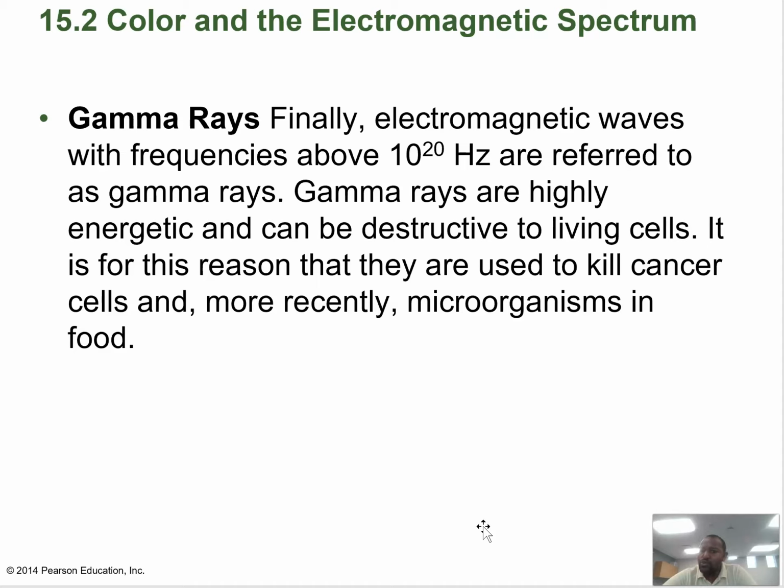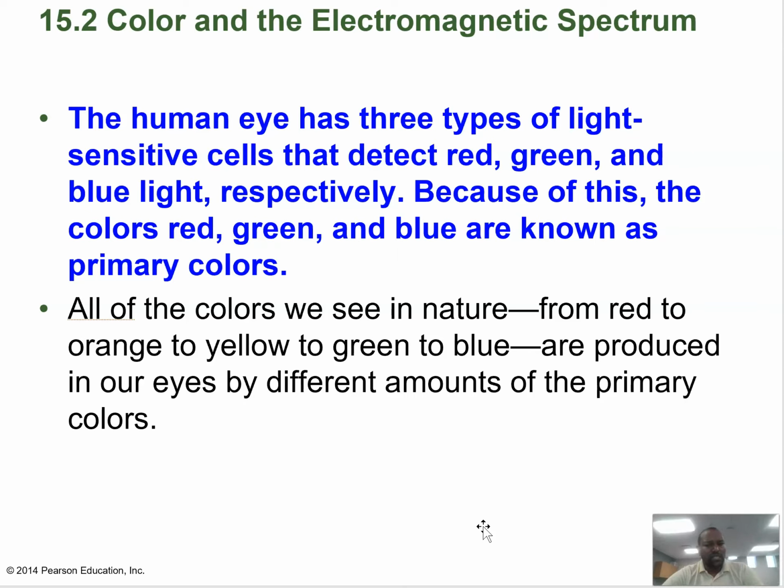Human eyes have three types of light-sensitive cells that detect red, green, and blue light, respectively. Because of this, the colors red, green, and blue are known as primary colors. What colors? Red, green, and blue. These three colors, remember, the primary colors: red, green, and blue.